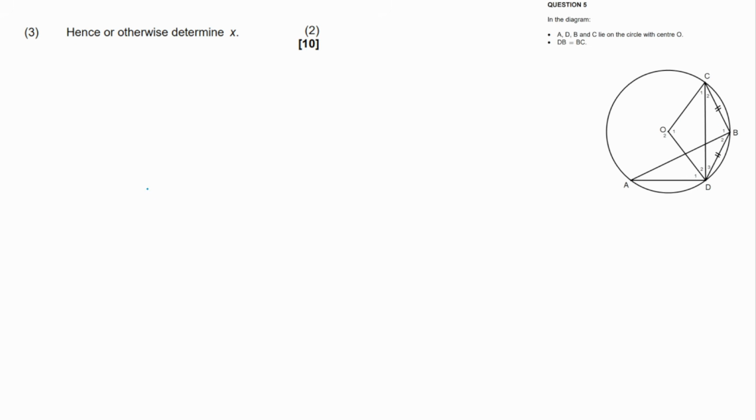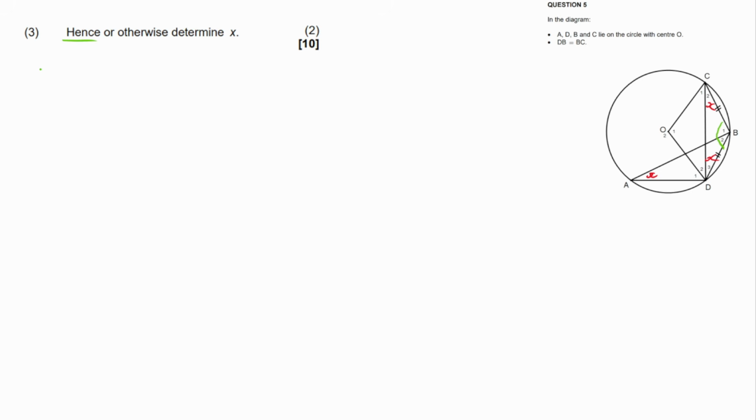Now it says hence or otherwise determine X. So let's have a quick recap. We know that this was X, this was X, and this was X. And what we just solved, and the reason is they say hence. So using what you just solved, now do this. Because we have to use what we just solved, which was B1 plus B2, we now need to determine X. So that gave us a bit of a hint that we need to be working in this triangle.